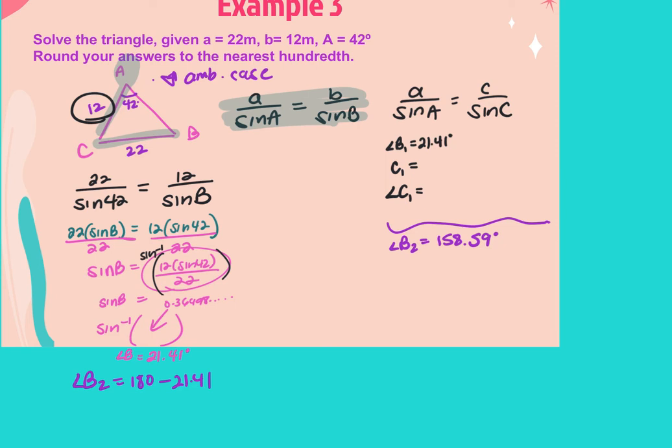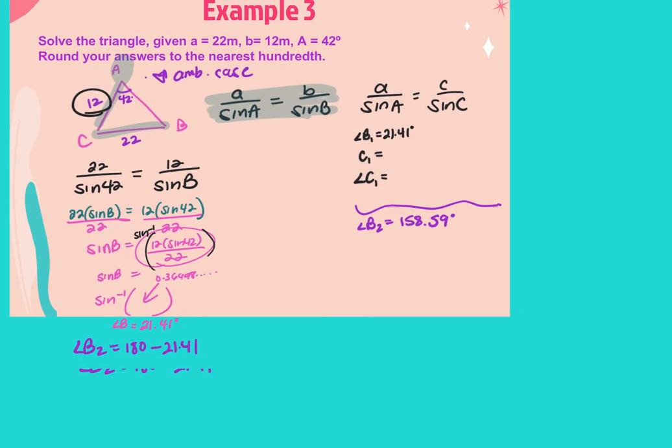But wouldn't that be C? No, you're finding the supplement to B, but you keep it as B. So it's two separate triangles. So the C, we're going to find it. So we got to find it for both. We got to find C1 and we got to find C2. So wouldn't it just be the opposite? No, because it's 180 minus what you're given minus B1. And then it's 180 minus what you're given minus B2.